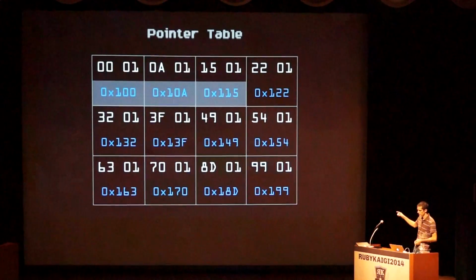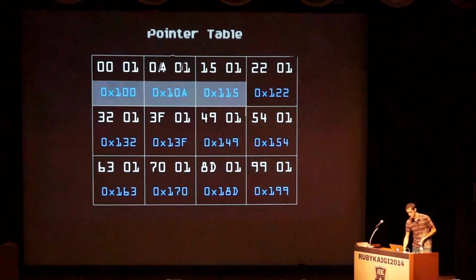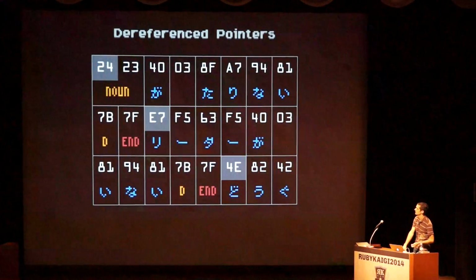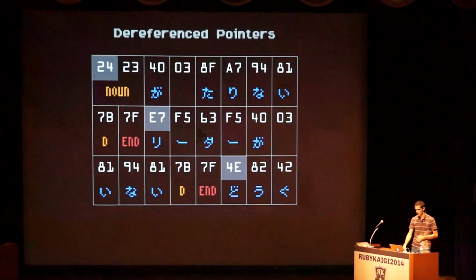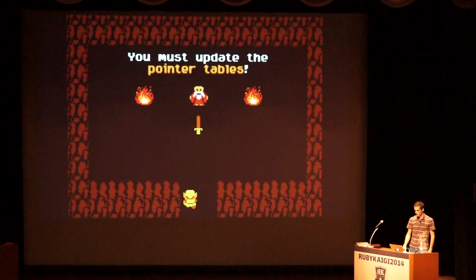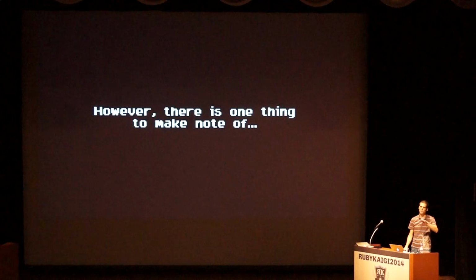You have to go to the pointer table and update these values, which point to these values. And when you update them, you can point to the new strings that are of different size. You must update the pointer tables. It's pretty trivial. And those were the little code samples.